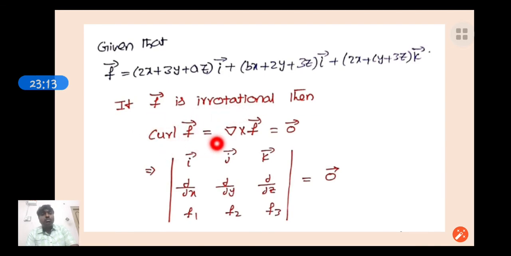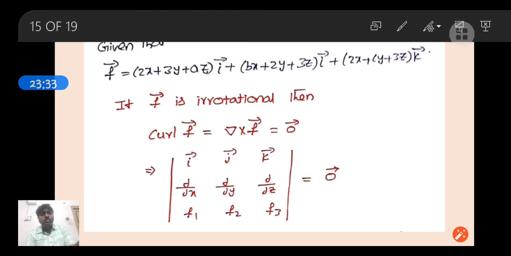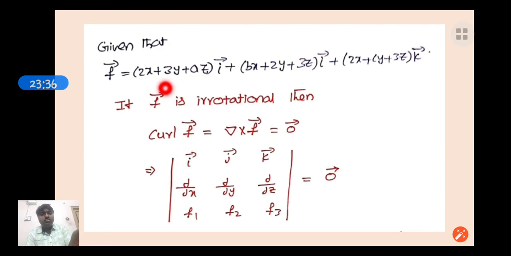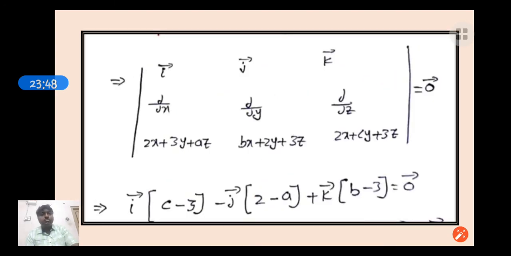Then I am writing curl f bar is equal to del cross f bar, that is equal to 0 bar. So I am writing the definition of del cross f bar, that is nothing but the determinant of i bar, j bar, k bar, dou by dou x, dou by dou y, dou by dou z, f1, f2, f3, equating to 0 bar. Now I am replacing the values of f1, f2, f3. f1 is 2x plus 3y plus az, f2 is bx plus 2y plus 3z, f3 is 2x plus cy plus 3z.